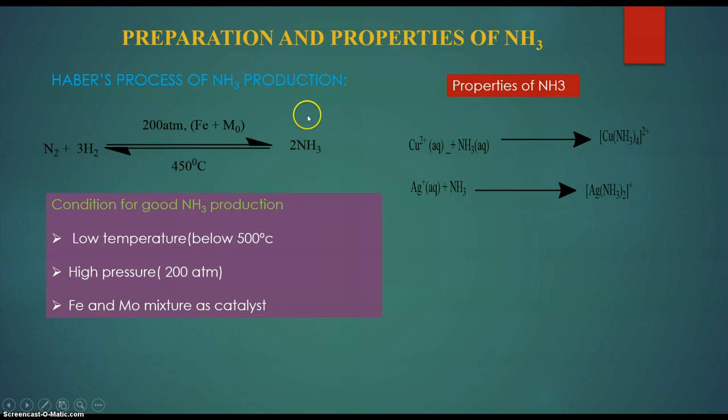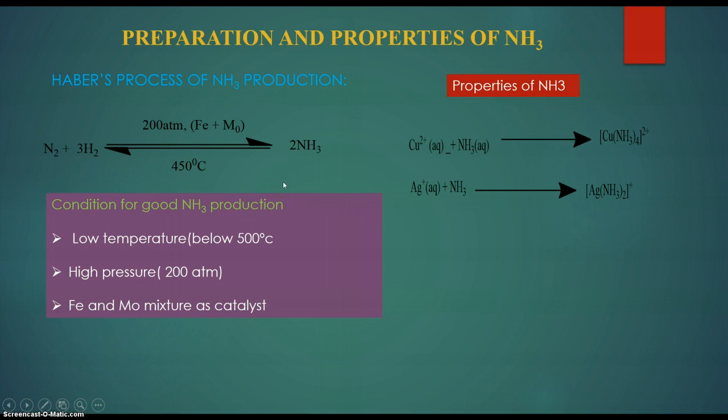So first of all, this process is an exothermic process. The process of ammonia production by Haber's process is an exothermic process. As we have discussed in class 11, for an exothermic process, if we maintain the temperature of that reaction very low, then the reaction will occur in the forward direction, right? So here the temperature is almost a very low value, 450 degrees centigrade, and that's why the condition for good ammonia production is to maintain the low temperature, that is below 500 degrees centigrade. Here we have used 450 degrees centigrade temperature for the ammonia production.